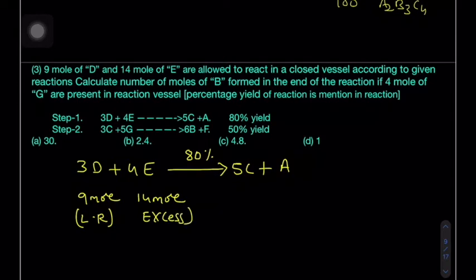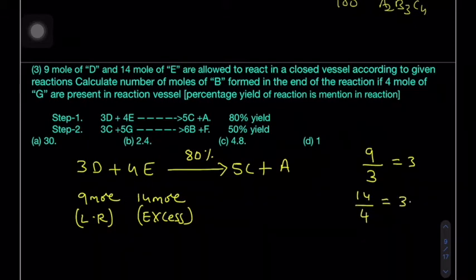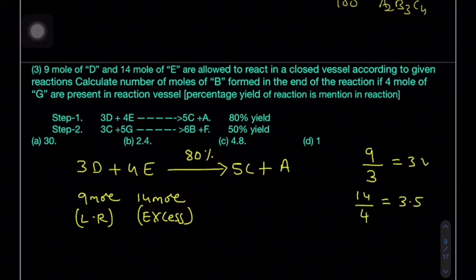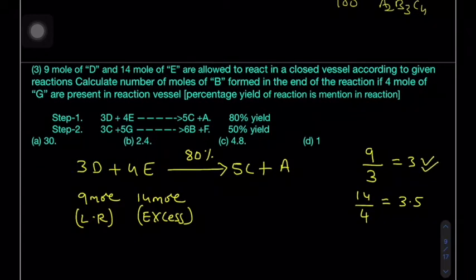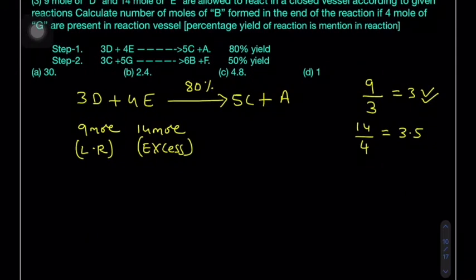Why? The number of moles of D is 9 and its stoichiometric coefficient is 3. Now for E, number of moles 14 by stoichiometric coefficient 4. 14 by 4, 7 by 2, that will be 3.5. So this is the minimum stoichiometric ratio.